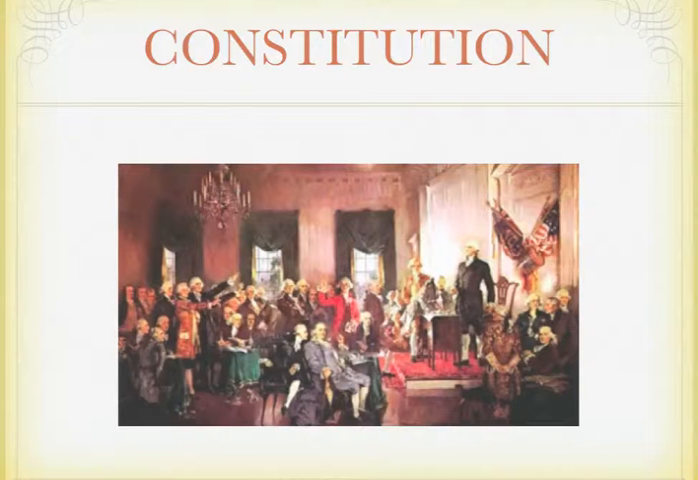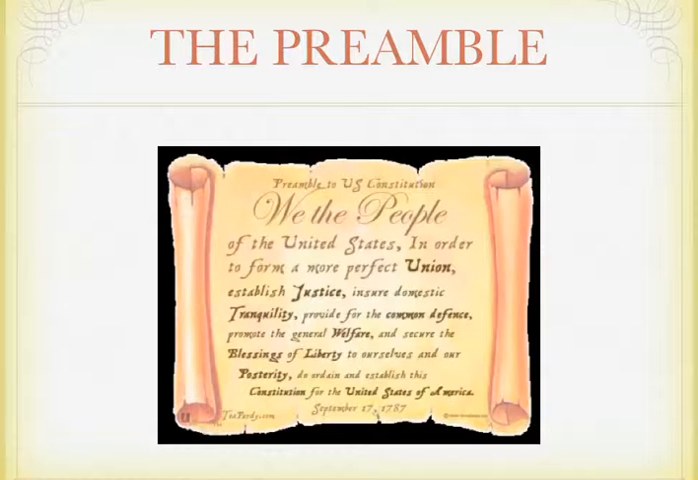And it starts off with the Preamble, and this is probably one of the most important parts, besides maybe the Bill of Rights, in the Constitution. We the people of the United States, in order to form a more perfect union, establish justice, ensure domestic tranquility, provide for the common defense, promote the general welfare, and secure the blessings of liberty to ourselves and our posterity, do ordain and establish this Constitution.